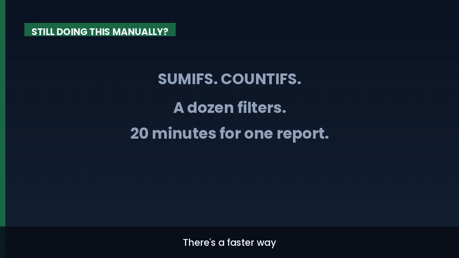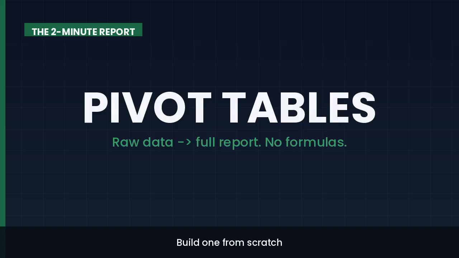If you're still using SUMIFS, COUNTIFS, and a dozen filters just to summarize your data, you're doing in 20 minutes what Excel can do in 2. This is the pivot table, built specifically to turn raw rows of data into a real report, without writing a single formula. By the end of this video, you'll build one from scratch and never go back to manual summaries.